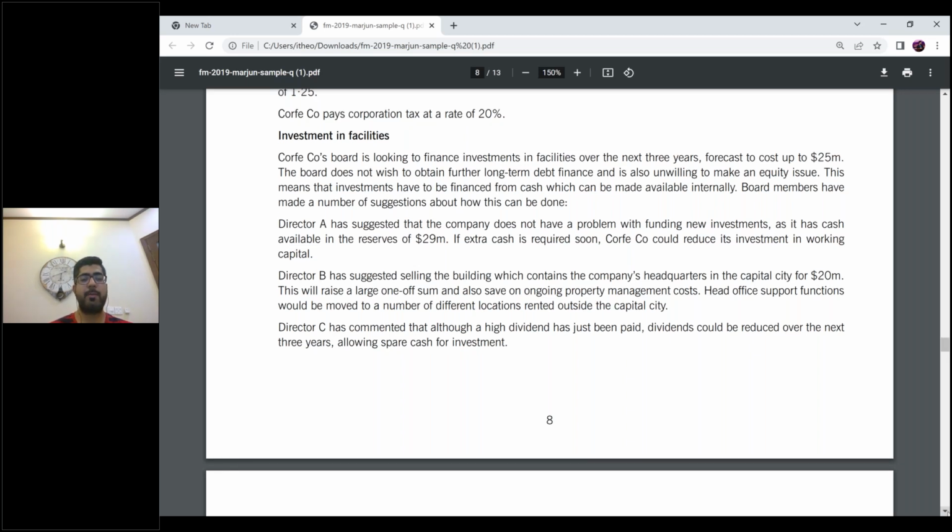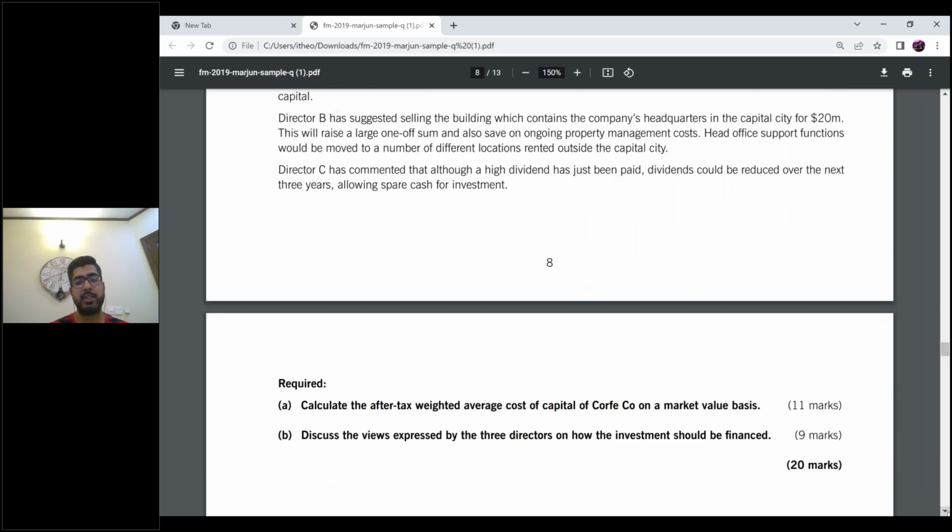There are 2 requirements worth 11 marks and 9 marks in this examination question. Requirement A: calculate the after-tax WACC, weighted average cost of capital, of Corfez on a market value basis, 11 marks. And B: discuss the views expressed by the directors on how investment should be financed. You have to discuss the views of the 3 directors, 9 marks. We'll solve both of them. First requirement, calculate the after-tax WACC of Corfez.